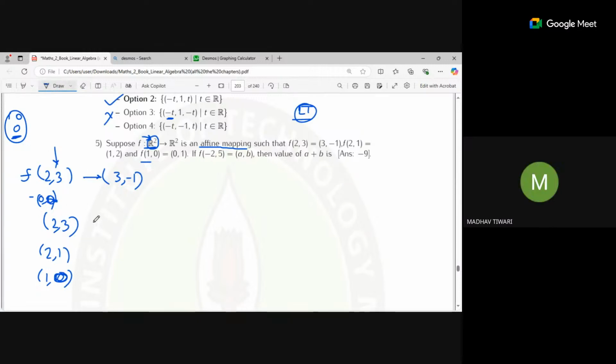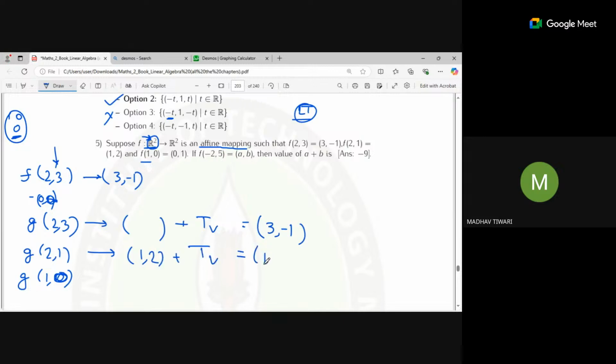So I got this. Now I need some linear transformation. Suppose G is my linear transformation on these points, transforming 2 comma 3 to some point. Then I added the translatory vector to it, and I got 3 comma minus 1. Same here. When I transform 2 comma 1, I got some point, and I added the translatory vector.